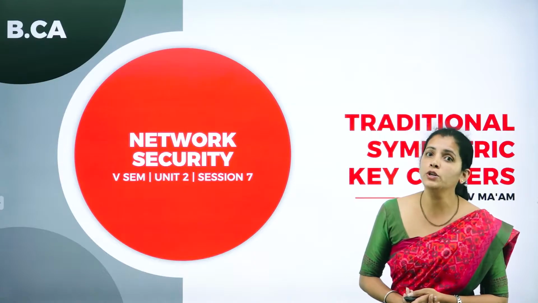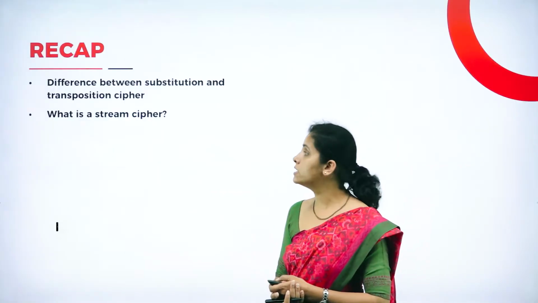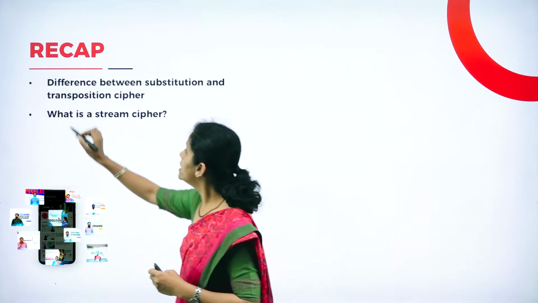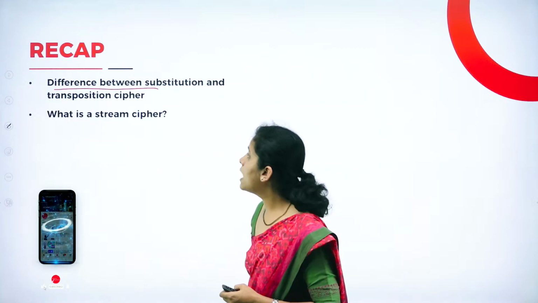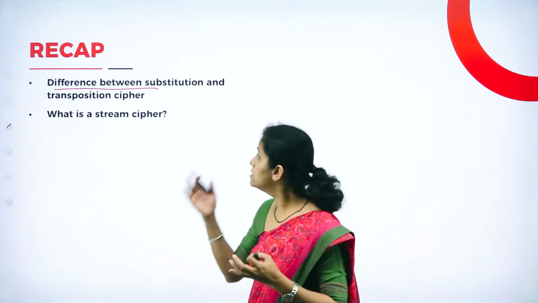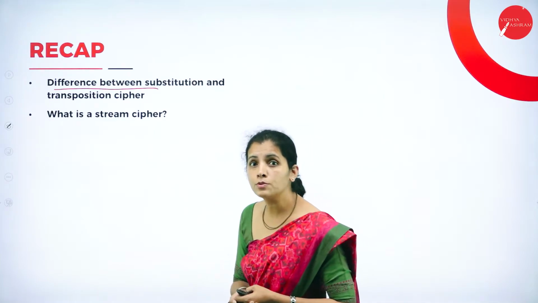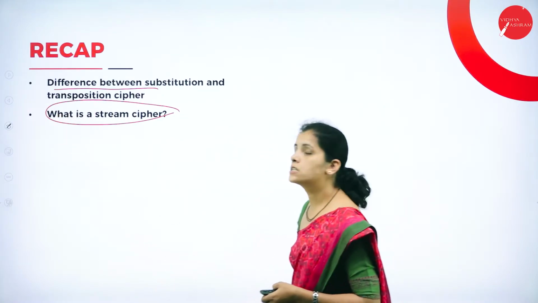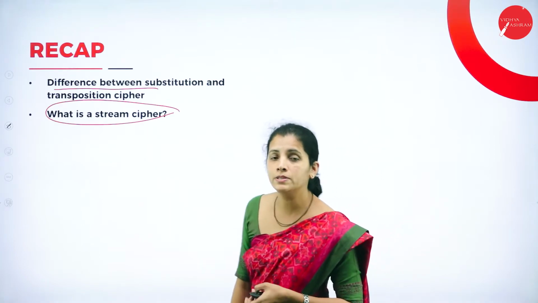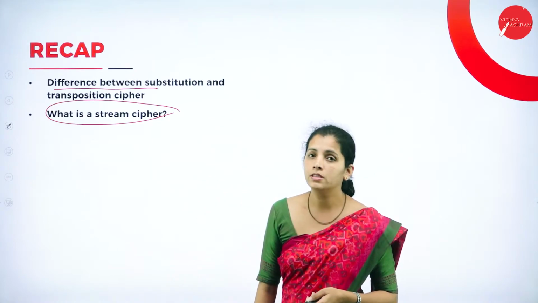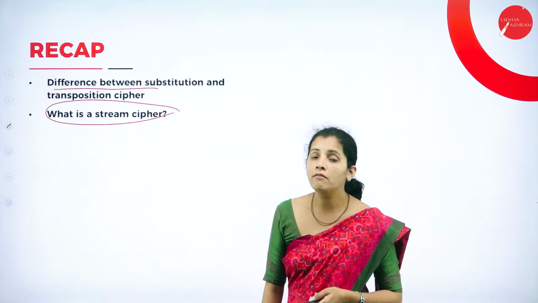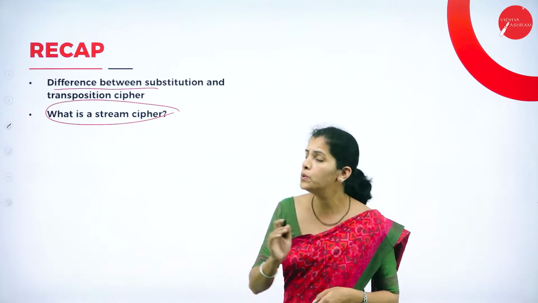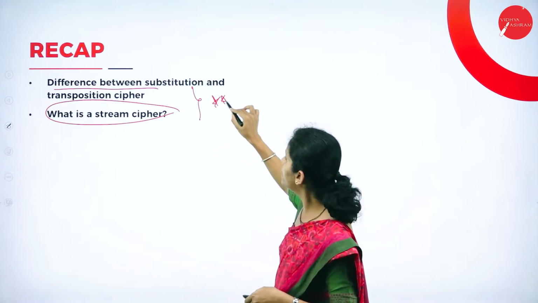So dear student, before going to start my today's session, let me recall the things I have covered in my last session of this unit. There I discussed the difference between substitution and transposition cipher. That means how the substitution cipher as well as transposition cipher vary. Along with that, I discussed what is stream cipher, how to perform stream encryption as well as how to perform stream decryption. These are the important topics I have covered in my previous session of this unit. So dear student, from the examination point of view, these two are very important topics.